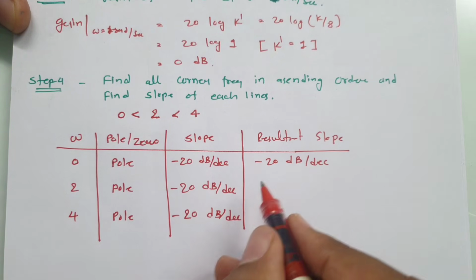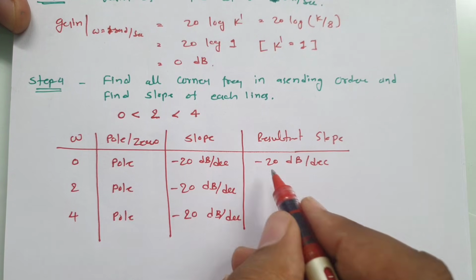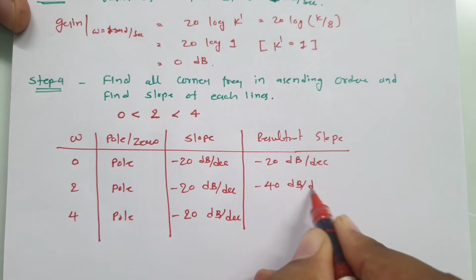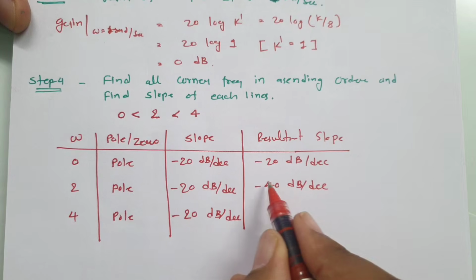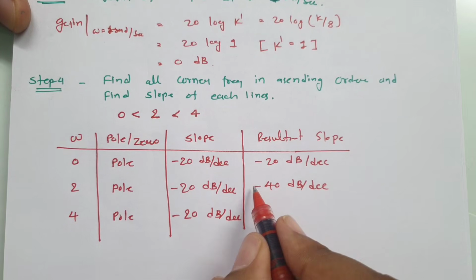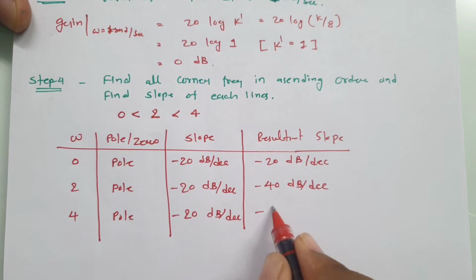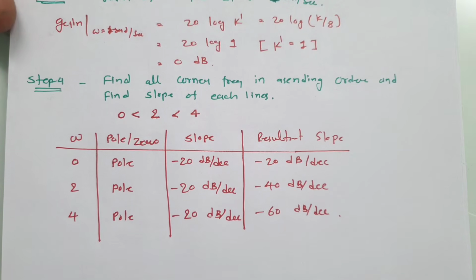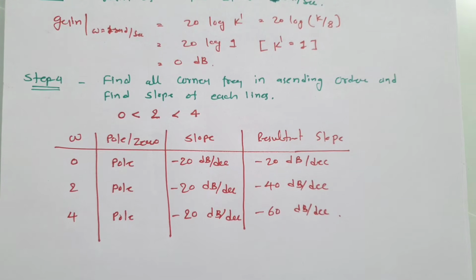Now the next line slope is the previous slope plus the current slope, so minus 20 minus 20 is minus 40 dB per decade. Next line slope is the previous slope plus the current slope, so previous is minus 40, minus 20, minus 60 dB per decade. See, this is how we can identify the slope of each line. So the first line slope is minus 20 dB per decade, the second line slope is minus 40 dB per decade, and the third line slope is minus 60 dB per decade.